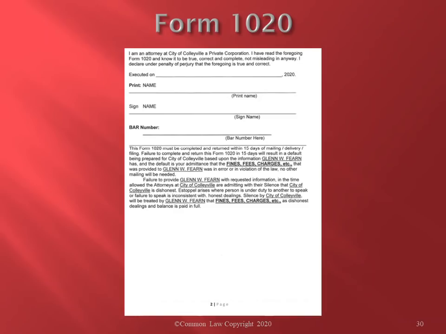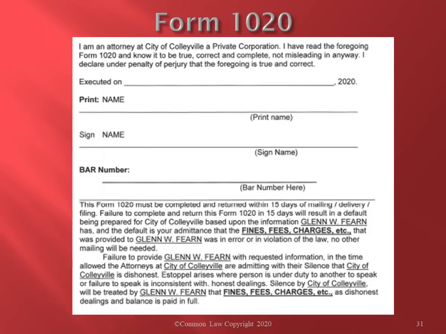And so then the second page is right there. This is only a 2-page form, nice and short and sweet. I am an attorney at City of Colleyville, a private corporation. I've read the foregoing Form 1020 and know it to be true, correct, and complete, not misleading in any way. I declare under penalty of perjury that the foregoing is true and correct. Executed on, and there's a date, and then they have to print their name, sign their name, and put their bar number down there. They never fill it out. I am just crushed and devastated that they don't, but they just never do.